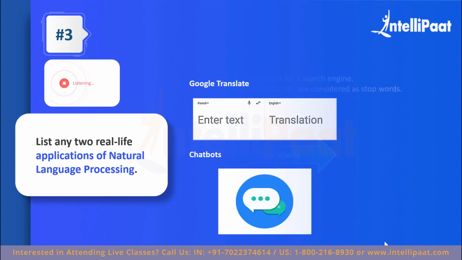Further, let us move on to the next question, which is, list any two real-life applications of natural language processing. So the first one is Google Translate and the second one is chatbot. So talking about Google Translate, it is one of the most famous applications of natural language processing. It actually helps convert written or spoken sentences into any language. Also, we can find the correct pronunciation and meaning of a word by using Google Translate.